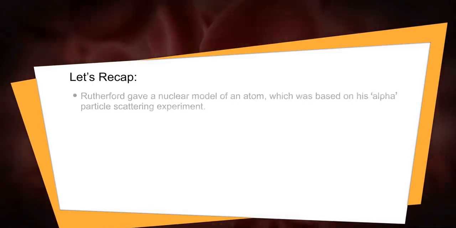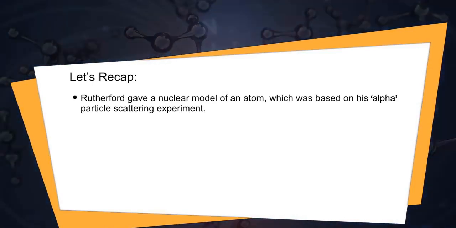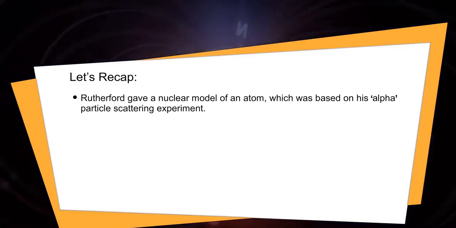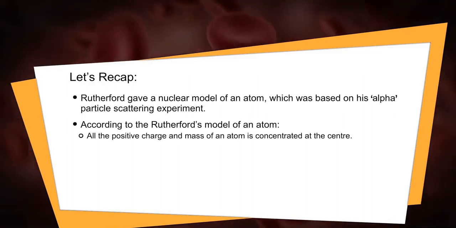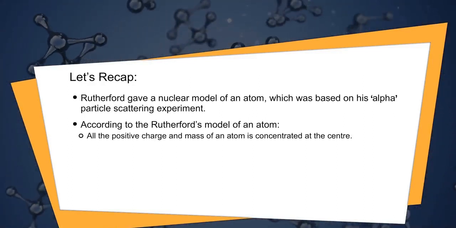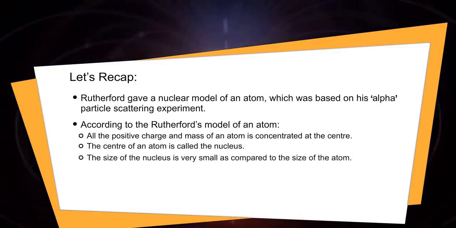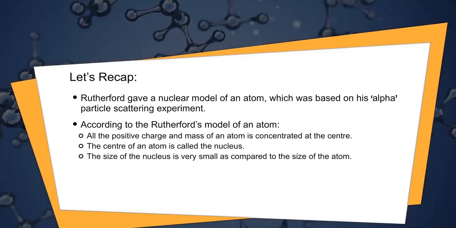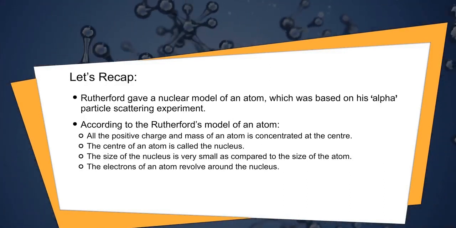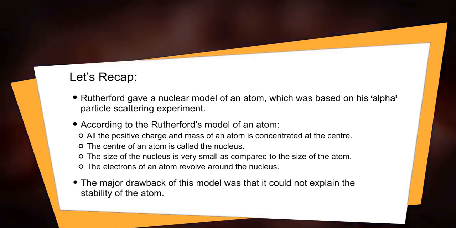Let's recap. Rutherford gave a nuclear model of an atom which was based on his alpha particle scattering experiment. According to Rutherford's model of an atom, all the positive charge and mass of an atom is concentrated at the center. The center of an atom is called the nucleus. The size of the nucleus is very small as compared to the size of the atom. The electrons of an atom revolve around the nucleus. The major drawback of this model was that it could not explain the stability of the atom.